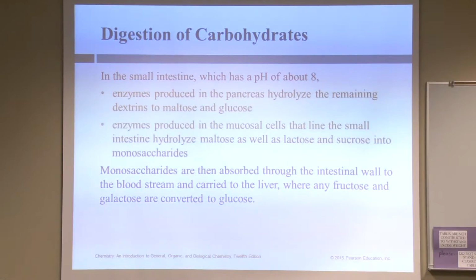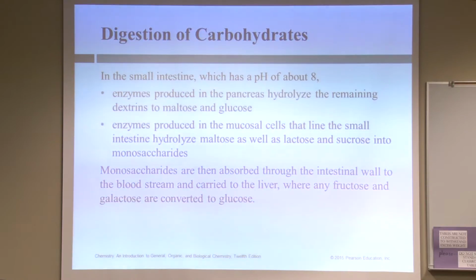The enzymes produced in the pancreas are available in the small intestine to hydrolyze the remaining dextrins to maltose and glucose. Maltose is a 2-unit disaccharide. Glucose is a monosaccharide. And we know dextrins are 3 to 8 units, so they are broken down into 2 or 1. Now enzymes produced in the mucosal cells that line the small intestine hydrolyze maltose, lactose, and sucrose into monosaccharides. So the idea is to break down the carbohydrate into monosaccharides.